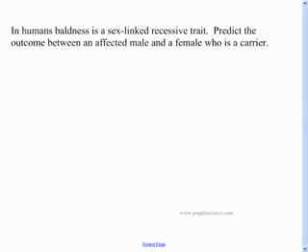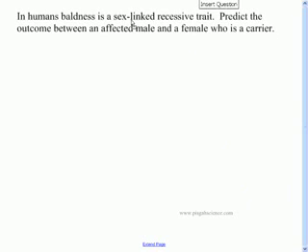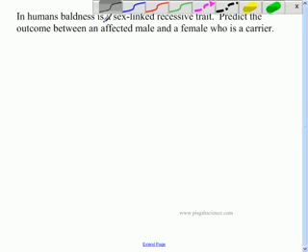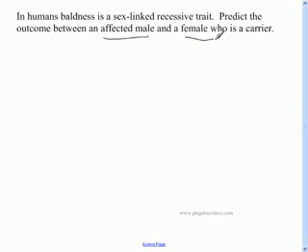So let's work a problem. In humans, baldness is a sex-linked recessive trait. Predict the outcome between an affected male and a female who's a carrier. So how would we write an affected male? Of course, since it's a male, it's going to be XY. Since the male is affected, we're going to use a lowercase b there. A female who's a carrier, of course, female is going to be XX. She's a carrier, so she's going to be heterozygous.